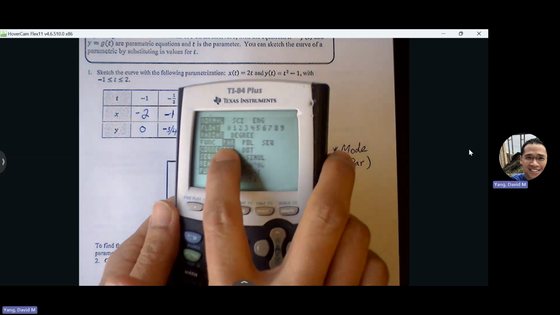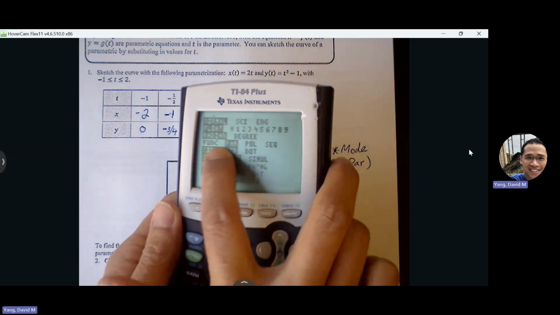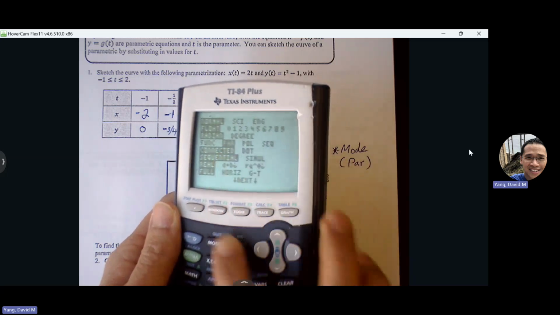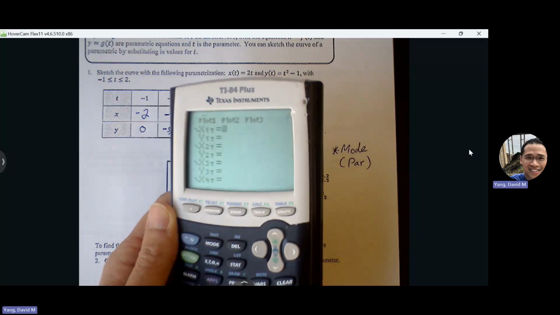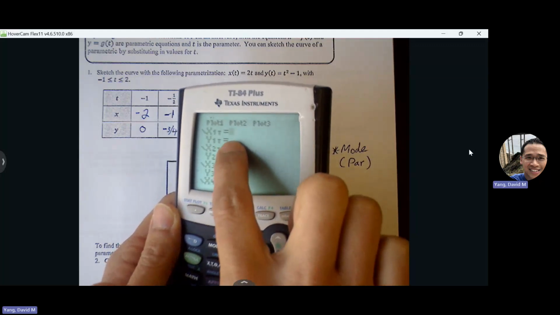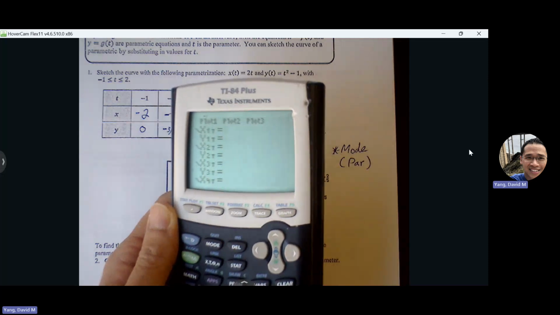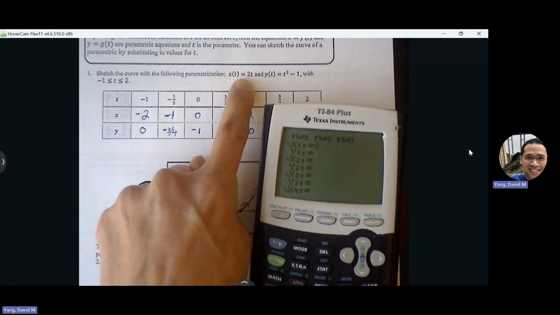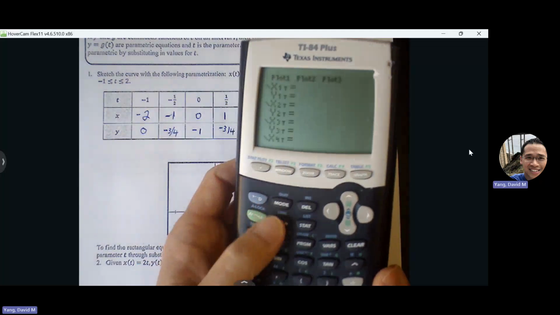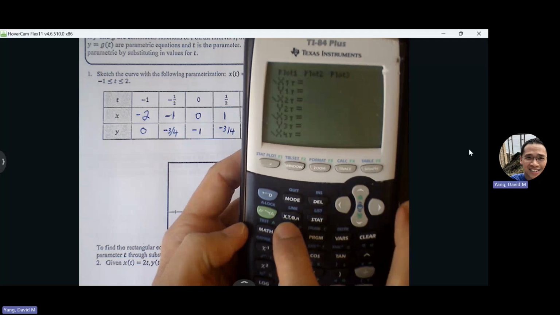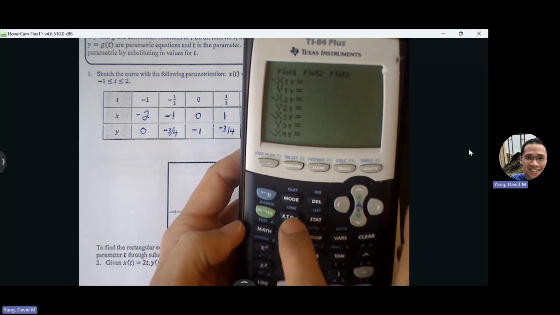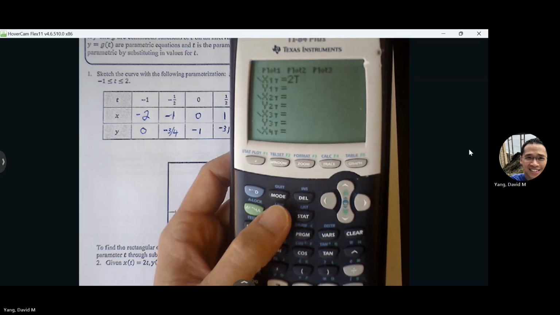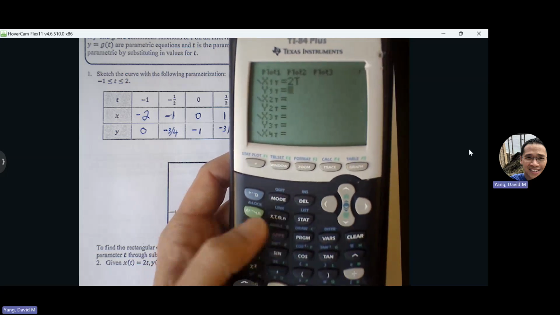In the fourth row down, I have function, parametric, polar, sequential. So I'm selecting PAR for parametric. If you go to y equals, it's going to now convert this in terms of t. So your x and y are now going to be defined in terms of t. I'm going to type in my x equation, which is 2t. The x button will just convert to be t now that we're in parametric form. So 2t. And then under y, we can do t squared minus 1.